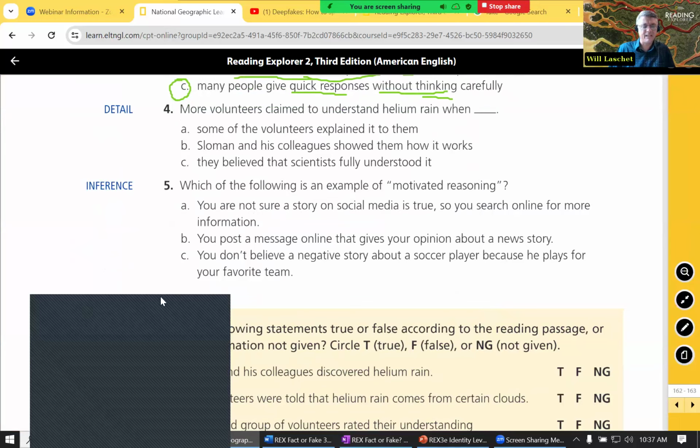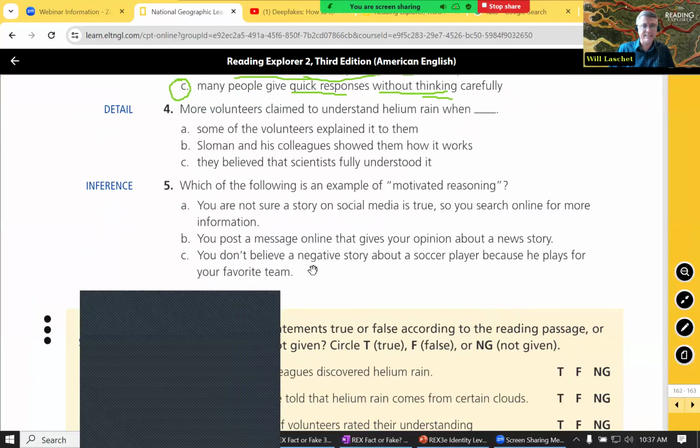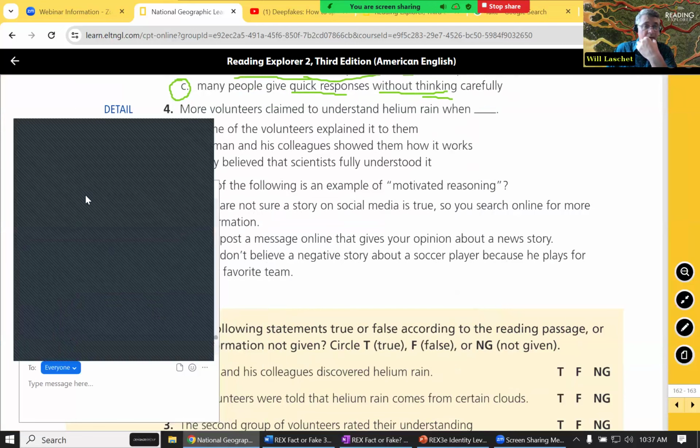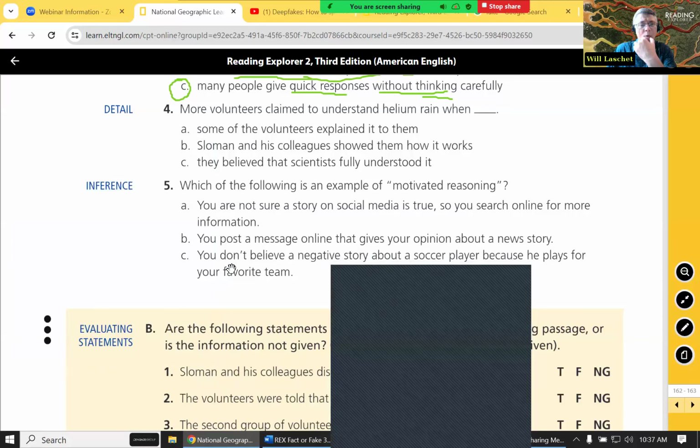Which one of those is similar to that negative, negative? Yeah, C is similar, but it's not the same. So this one says you don't believe a negative story because he plays for your favorite team. Now, if it's your favorite team, do you have a negative or a positive belief about that player? It's your favorite team, so you have a positive belief. So this is the opposite, okay?